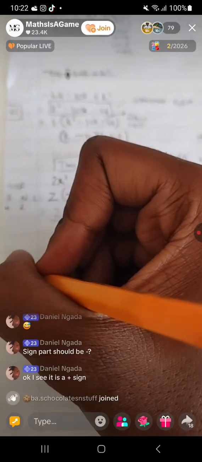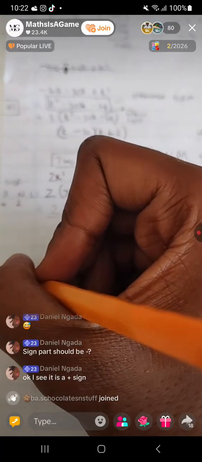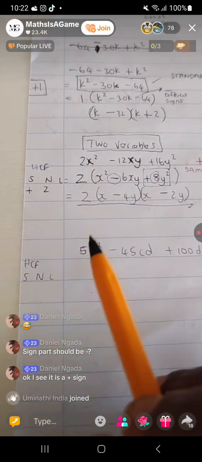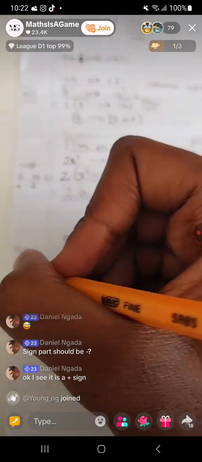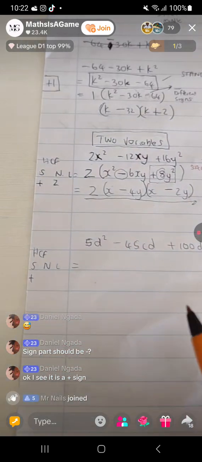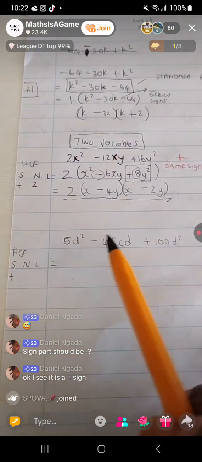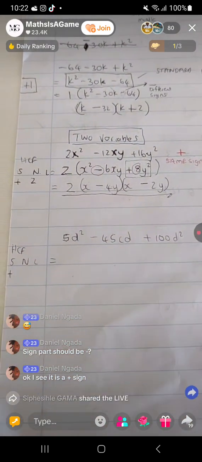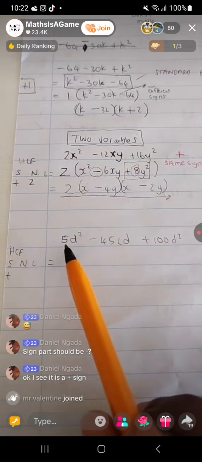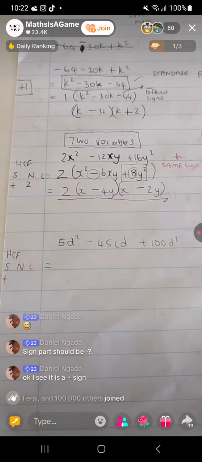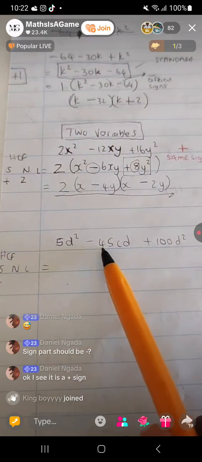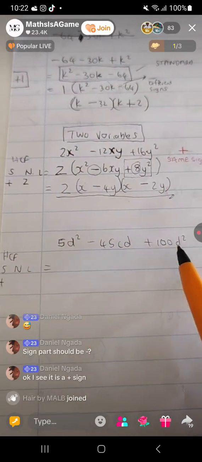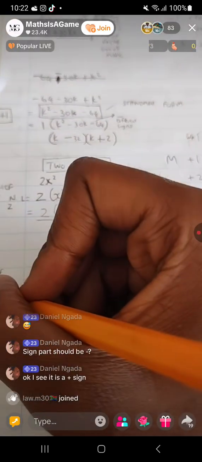Well, let's check. Highest common factor according to our sign: whatever the sign of the first term is, that is the sign of our highest common factor. So since it's positive, we say positive. Number between 5, 45 and 100, what is the highest common factor? In other words, the number that goes into 5, 45 and 100, which is the highest number. The highest number that goes into 5, 45 and 100 is going to be the number 5.